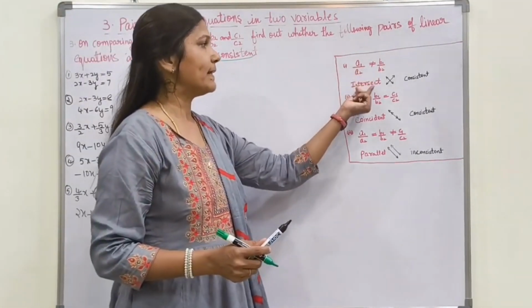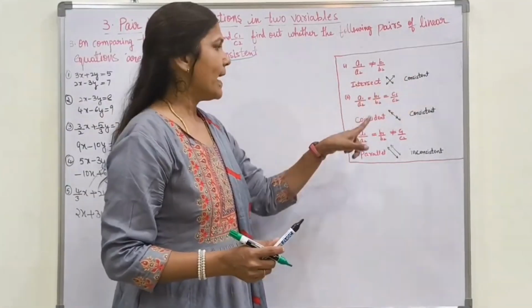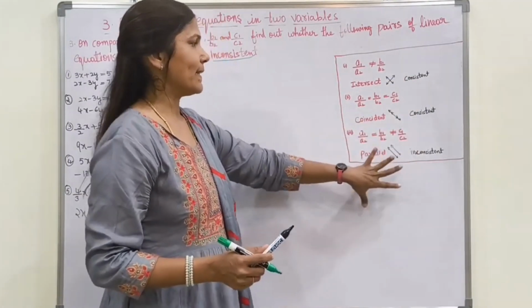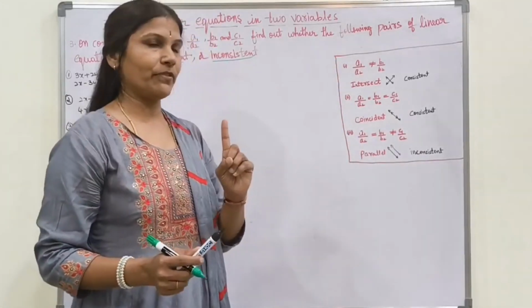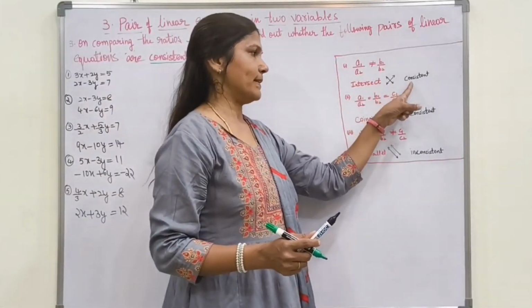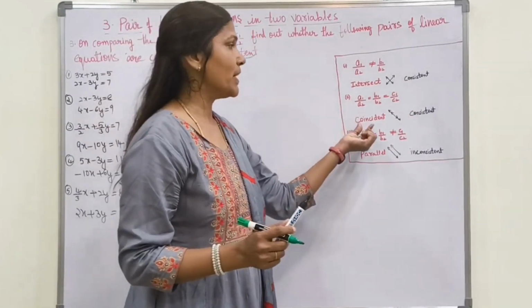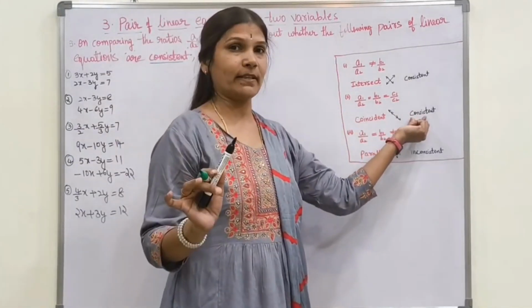When is it consistent? Intersecting means consistent, and coincident means consistent. Parallel means inconsistent. Here, intersecting means you will get one solution. Solution means it is consistent. And coincident means you will get many solutions. If a solution is there, it is consistent.